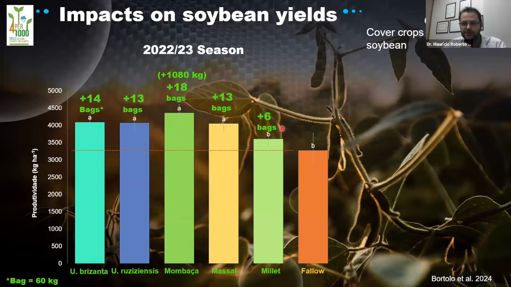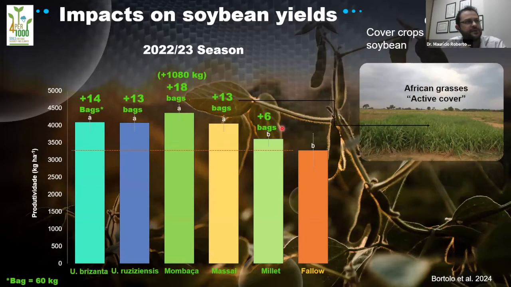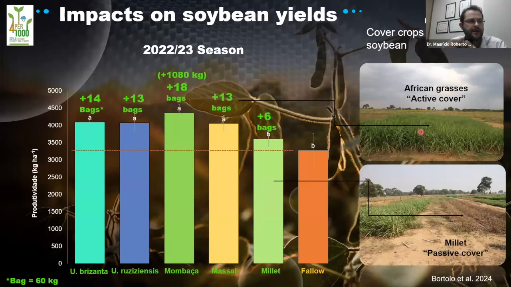We can choose other cover crops. And why does this type of result appear? Because African grasses are more rustic and water efficient, and we can have an active cover for more time in the field. So the plant is alive for a longer time.